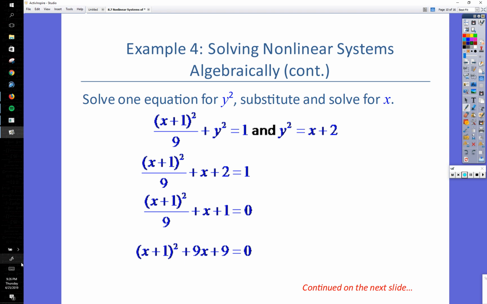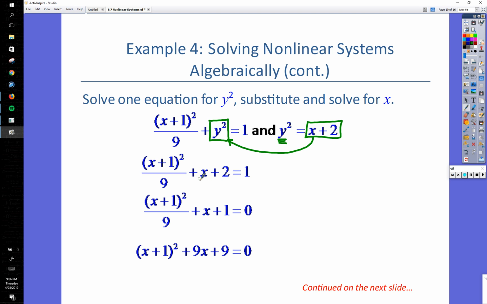And then what I want to do is use some type of substitution. So notice with the parabola, I know what y squared equals, x plus 2. So I'm going to use a substitution. I'm going to come over here where there's a y squared, and I'm going to say, I know what y squared equals, x plus 2. So we're going to use a substitution and make that x plus 2.